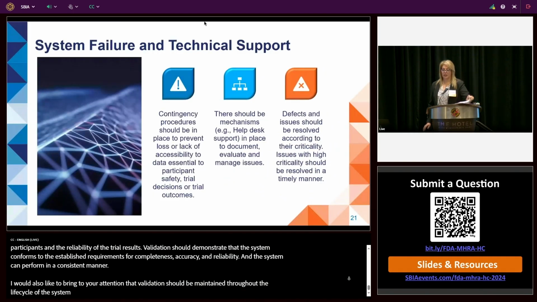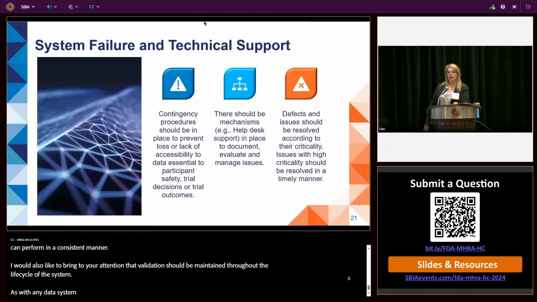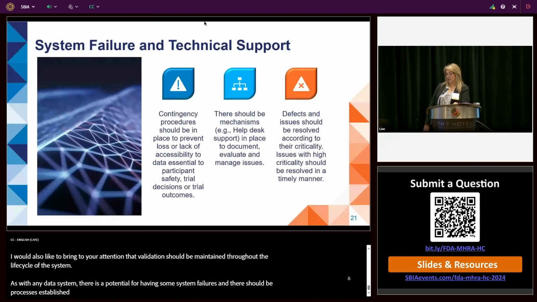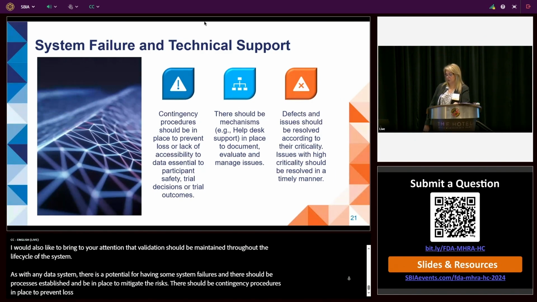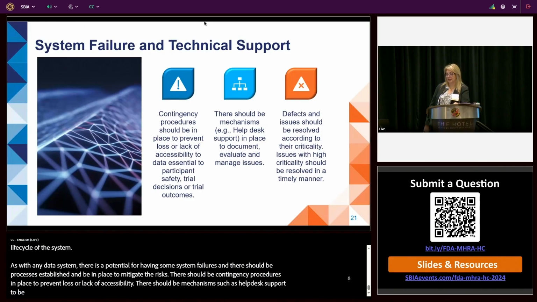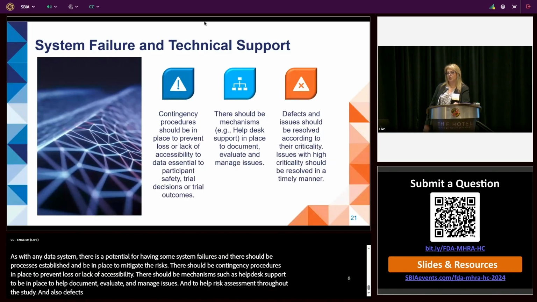As with any data system, there's a potential for system failures. There should be processes established and in place to mitigate the risk. There should be contingency procedures in place to prevent loss or lack of accessibility. There should be mechanisms such as help desk support in place to document, evaluate, and manage issues, and to have continuous risk assessment throughout the study. And also, defects and issues should be resolved based on criticality related to the timelines. So issues of higher risk should be addressed more timely.